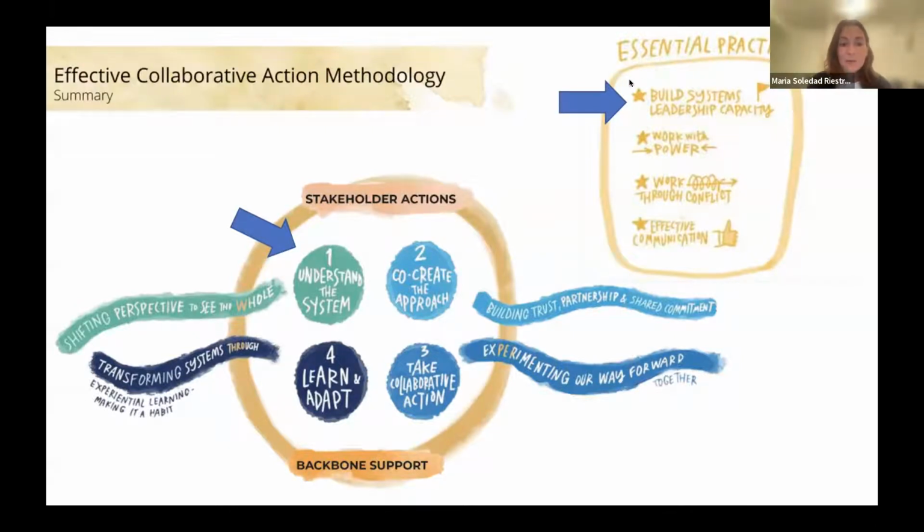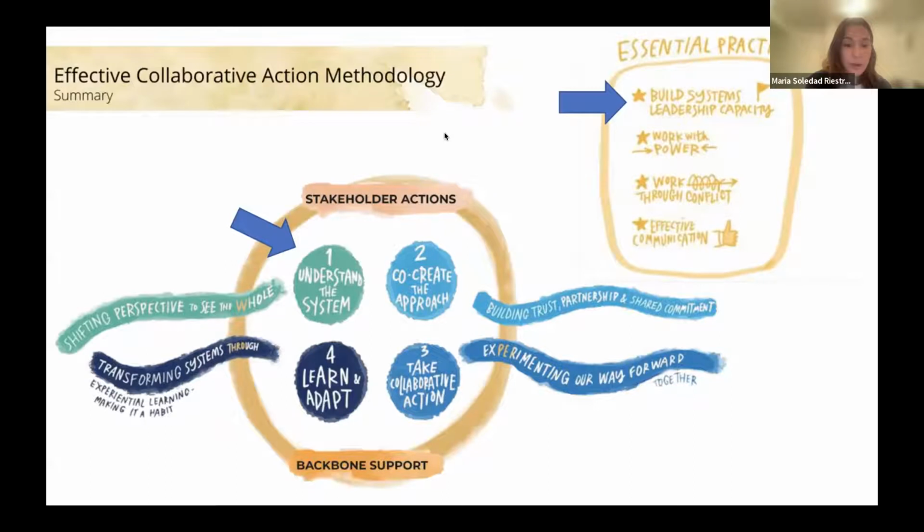Systems mapping is a foundational tool to build collaborative efforts, particularly within complex projects with multiple stakeholders. And it is a tool that touches upon all of the components of the methodology in one way or another, but it does relate more closely to the building block of understanding the system and the essential practice on building systems leadership capacity, as the slide is showing.